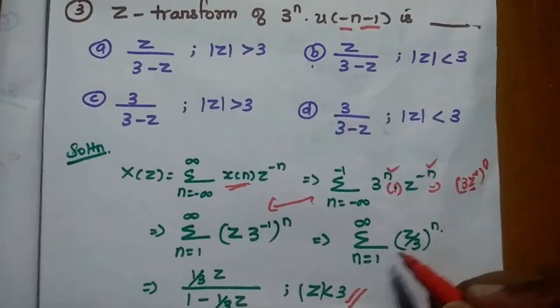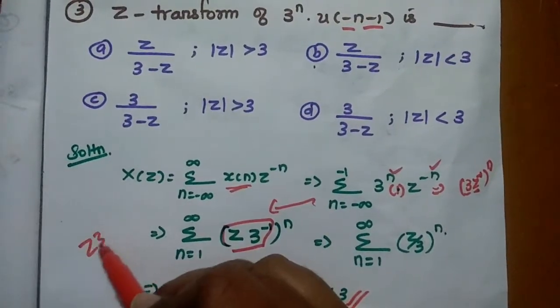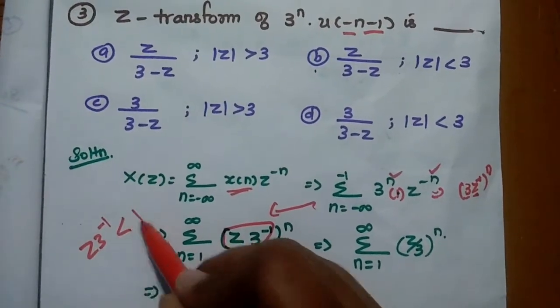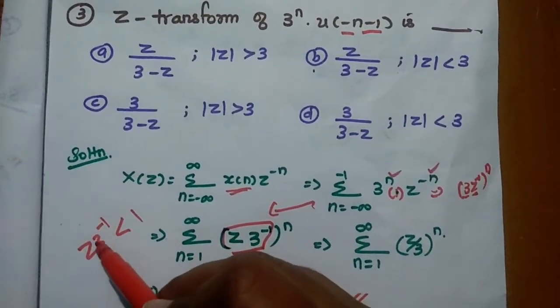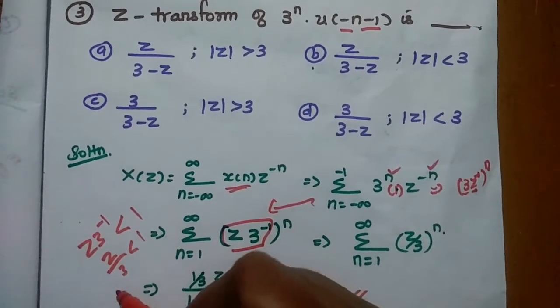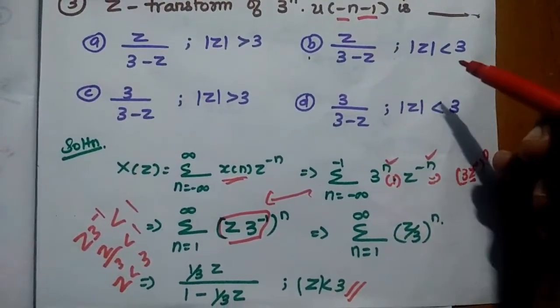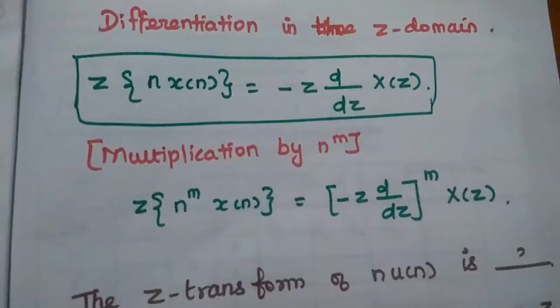Its ROC is less than 3 means here we have to take this value. So Z into 3 power minus 1, this value should be less than 1 since it is in the negative side. So Z into 3 power minus 1 means Z by 3 is less than 1, means Z is always less than 3. So this is the answer. Okay, so B is the answer for this question.